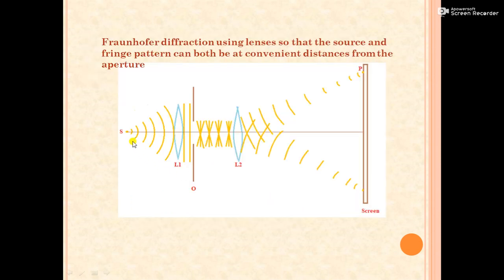Let us consider a point source S and a point of observation P, where this is an obstacle O. Let us first consider that the lenses L1 and L2 are not present here, so the waves are coming to the obstacle, and the waves from the obstacle to the screen are taken as at an effectively large distance. So the waves reaching the obstacle are plane waves, and the waves reaching the screen are also plane waves.